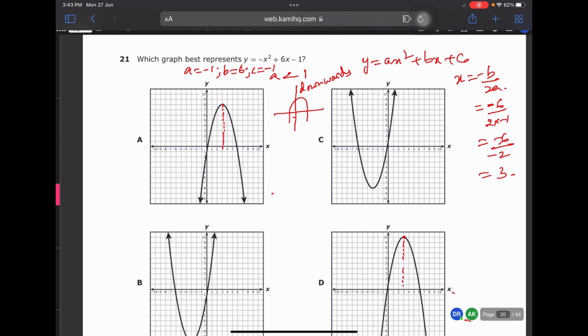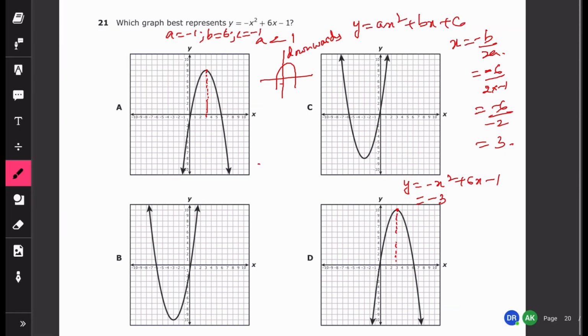Now we have to see how we will get the y value. The y value we can get by substituting in this x. So you have the equation y is equal to minus x square plus 6x minus 1. So we will substitute 3: minus 3 square plus 6 into 3 minus 1, which is equal to minus 9 plus 18 minus 1, which is equal to minus 9 minus 1. How much are you getting? Minus 10 plus 18, which is equal to 8. So therefore here you are getting y is equal to 8.